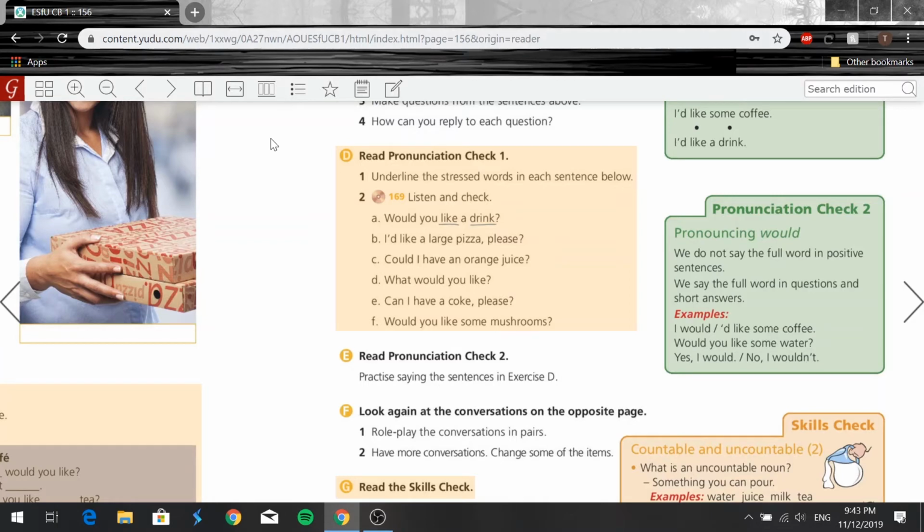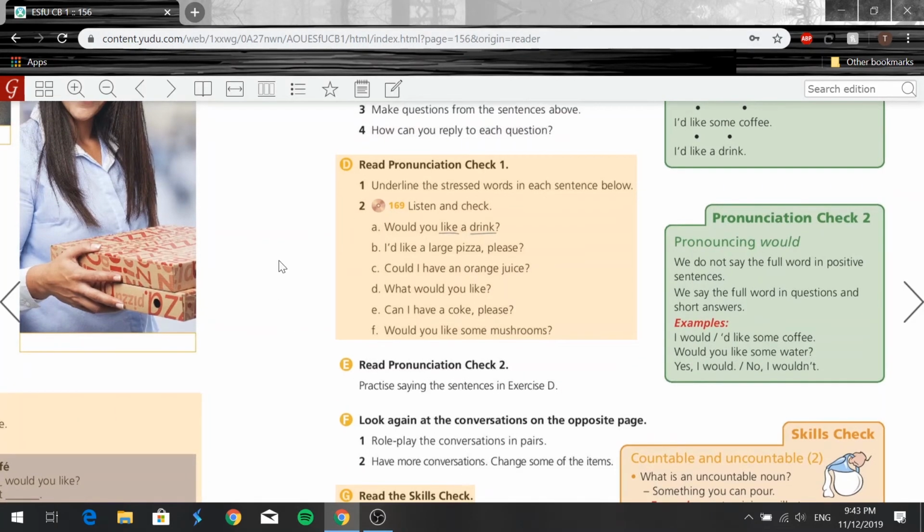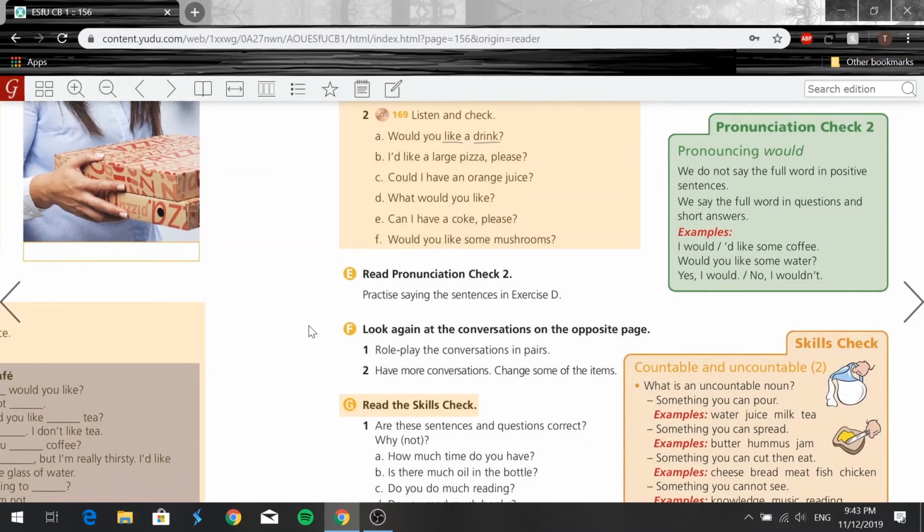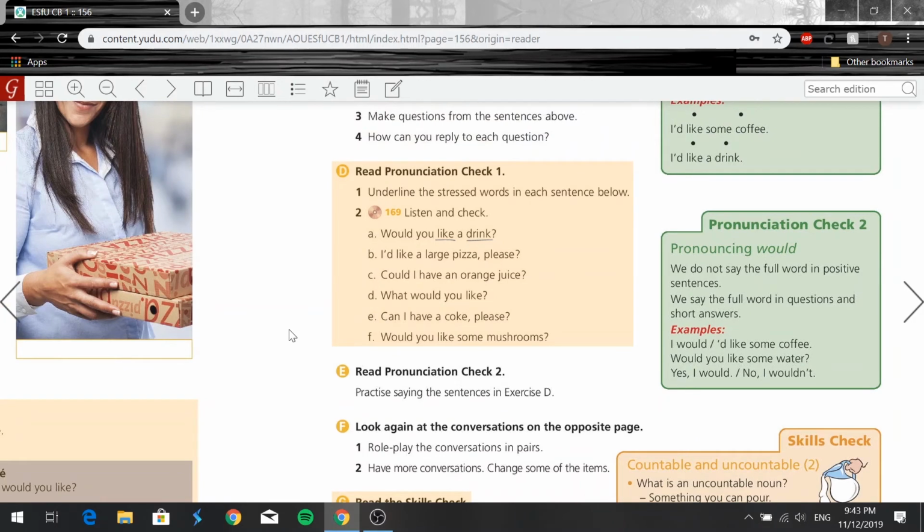Okay? Now, let's go to, where were we? Yes. So, practice saying the sentences in exercise D. So, again, pretty simple. We'll just go over them one more time. So, would you like a drink? I'd like a large pizza, please. Again, don't say the full word. So, don't say, I would like a large pizza. Okay? Say, I'd like a large pizza.